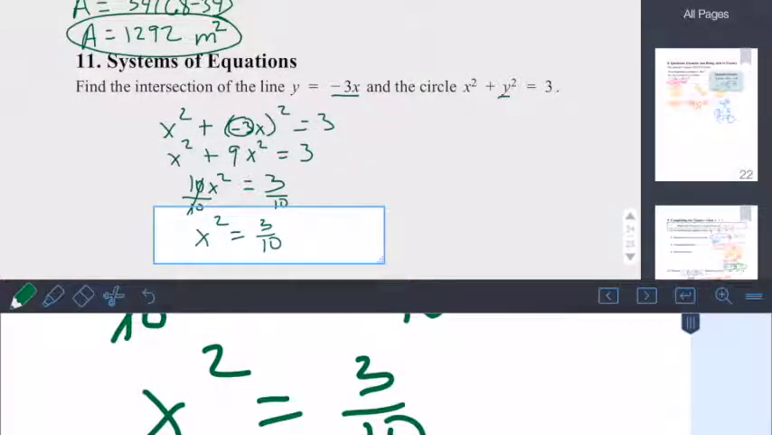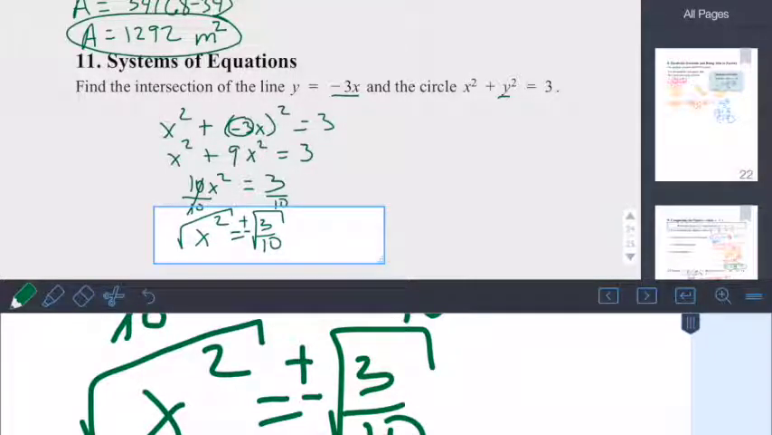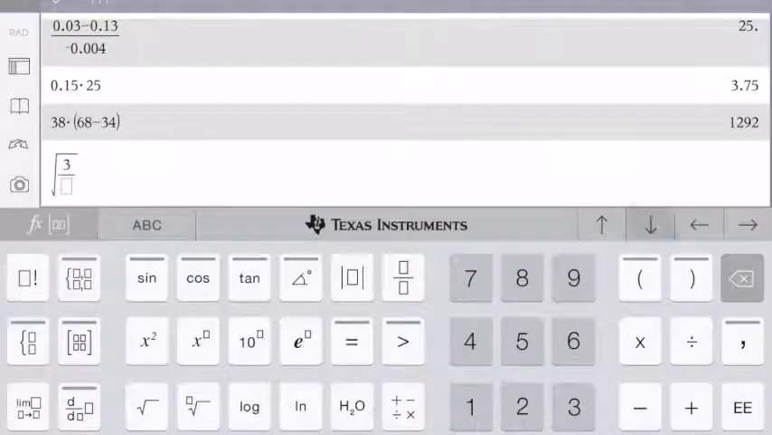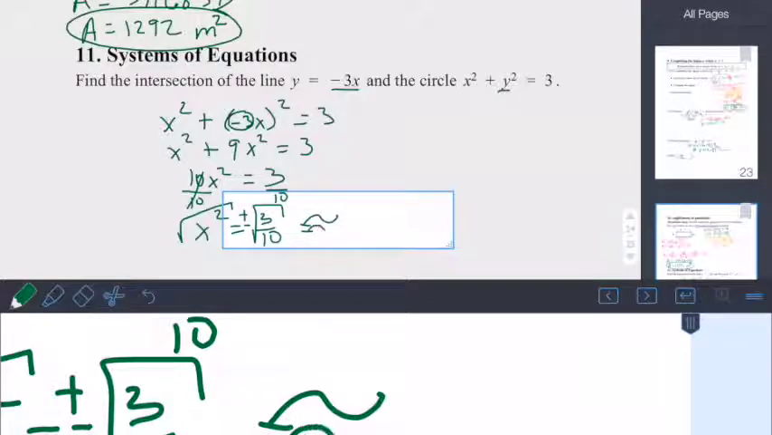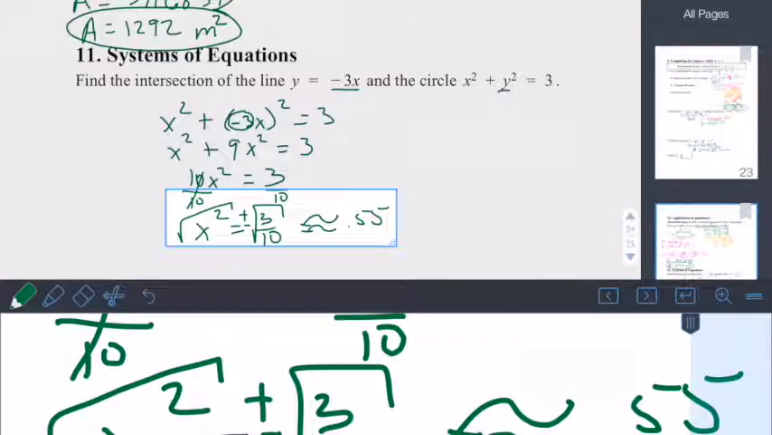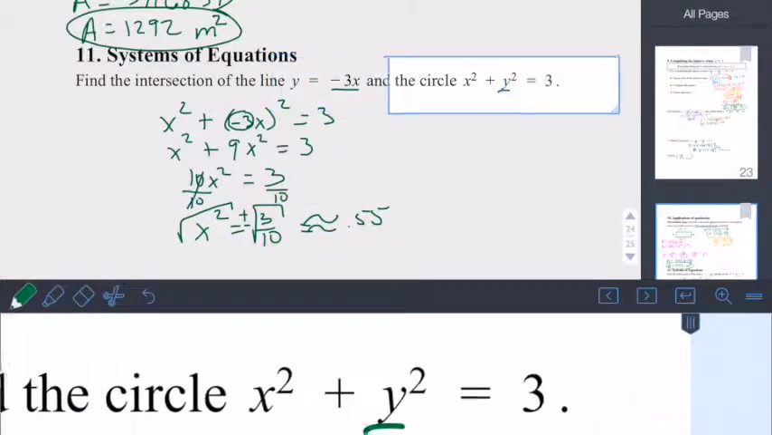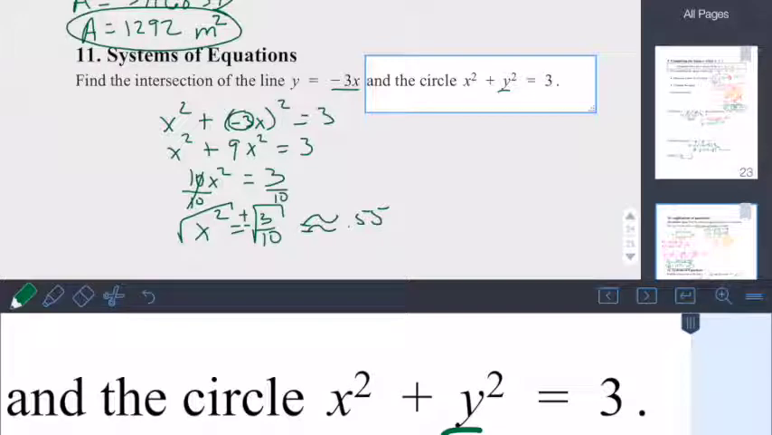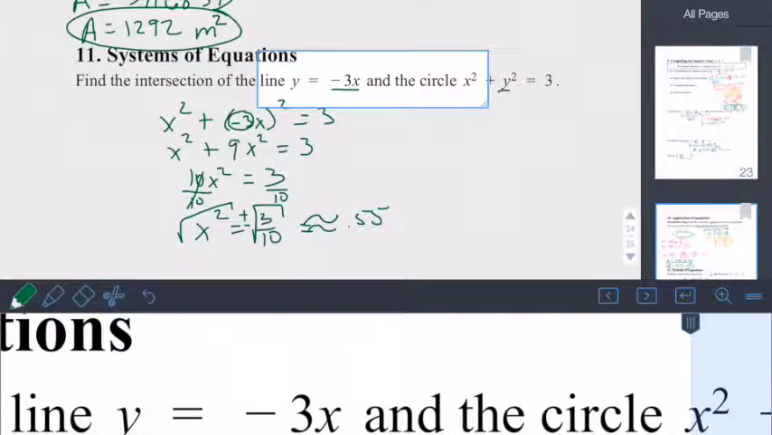And then I'm going to square root the top and the bottom, but I want the plus or minus square root. Well, there's my exact answer, and I could use that, or I could make a decimal approximation. So I'm going to make a decimal approximation. And then I'm going to plug this back in to either equation. It really doesn't matter. I'm going to put it back into this one.